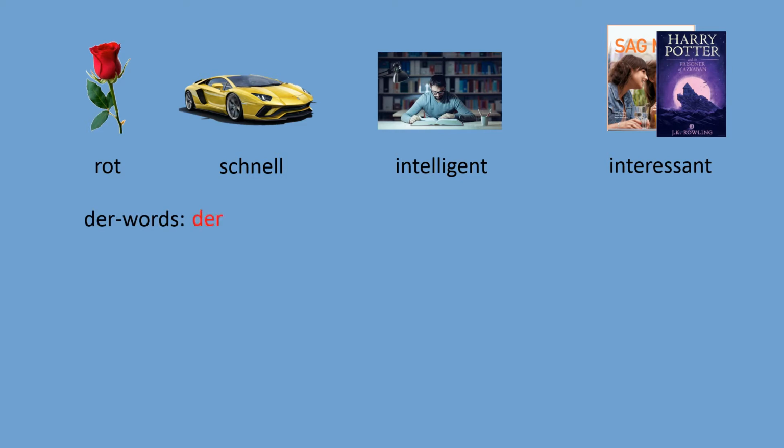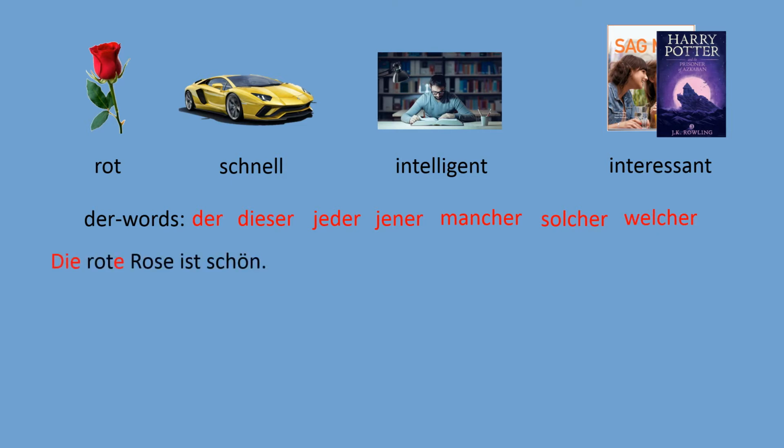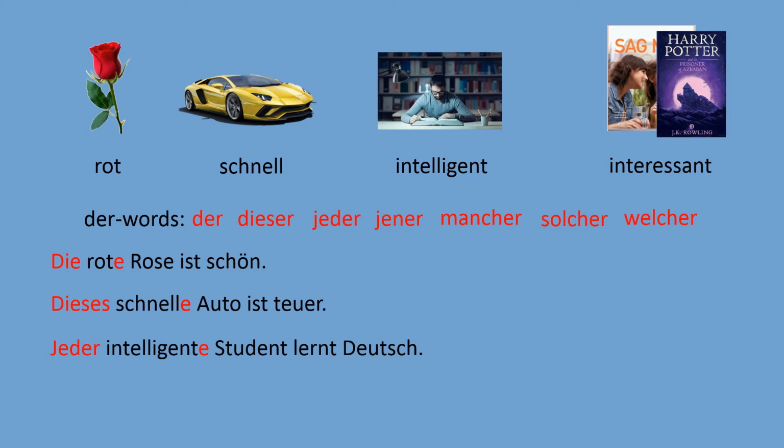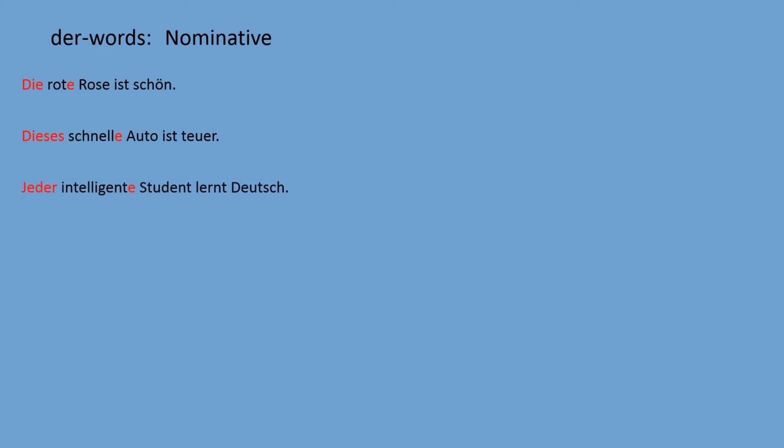So der words are der and other definite articles: dieser, jeder, jener, mancher, solcher, and welcher. And when we created sentences, we wrote something like die rote Rose ist schön, dieses schnelle Auto ist teuer, jeder intelligente Student lernt Deutsch und welche interessanten Bücher sind wichtig. So as you remember, all nouns in these examples are used in the nominative case.